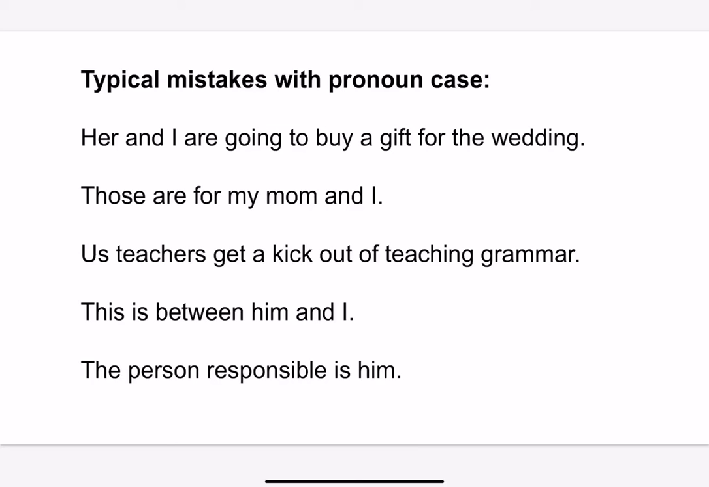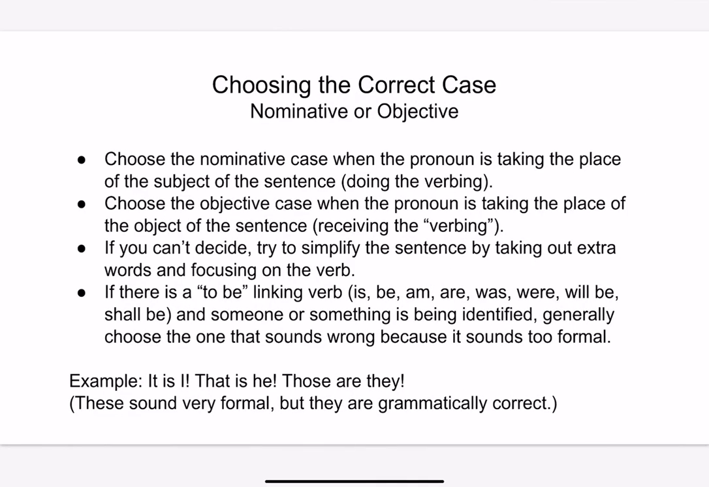And then the last one is the hardest one because this one has a special case we'll get into next. "The person responsible is him." That one is supposed to be "The person responsible is he." I would recommend that you keep saying him because nobody says "the person is he." We just don't speak that way, but sometimes they're grammatically correct even though we don't say it that way. So in order to choose the correct pronoun, you need to choose the nominative pronouns when the pronoun's taking the place of the subject of the sentence.